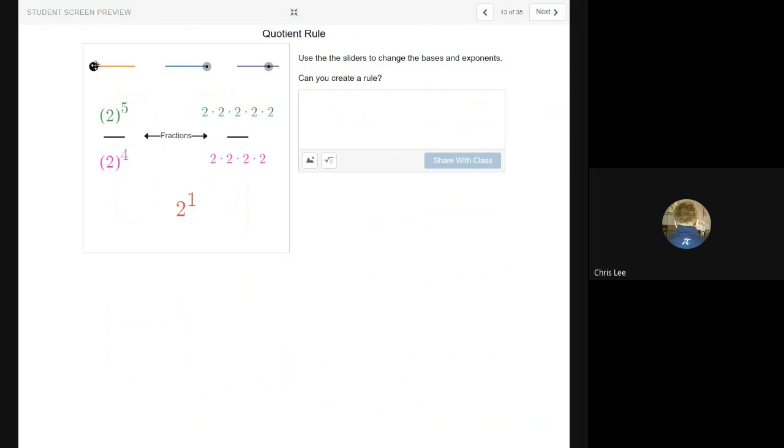Does it matter if I change the base? The rule is still the same, but the base, of course, is going to change to 3 to the power of 1. If I made this just 2, 5 minus 2 is 3. It doesn't matter if the base is 2, 3, or a, the same idea is happening.